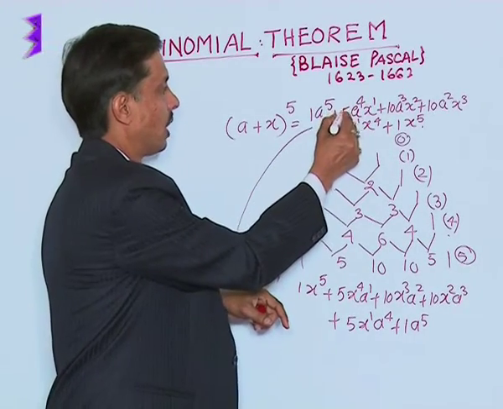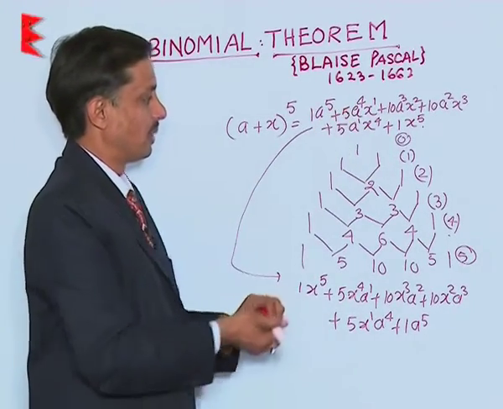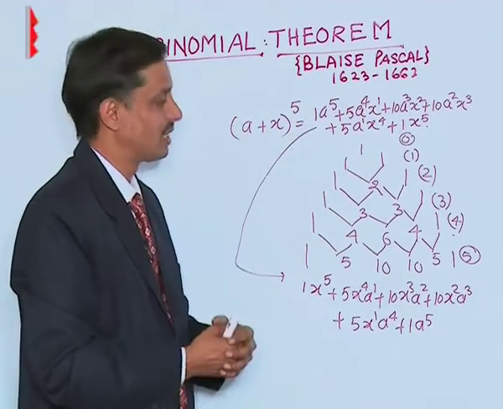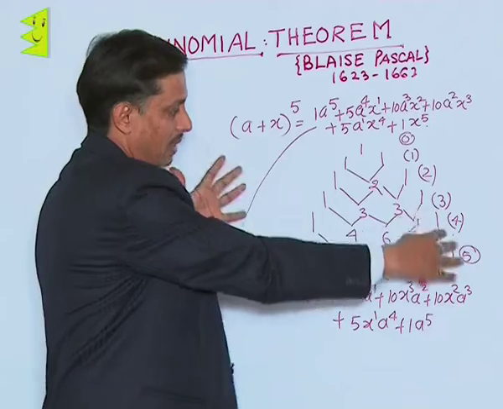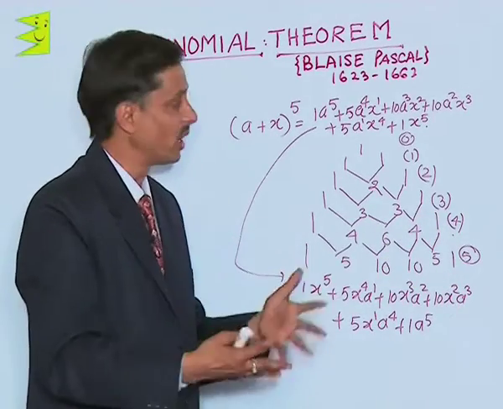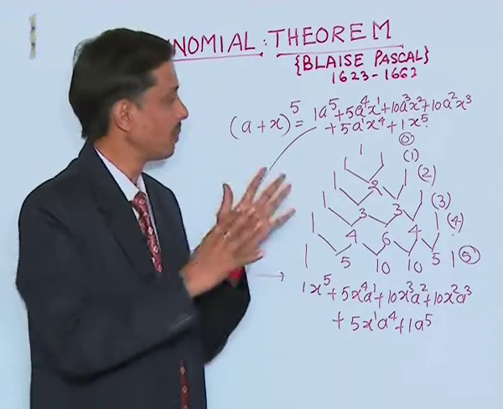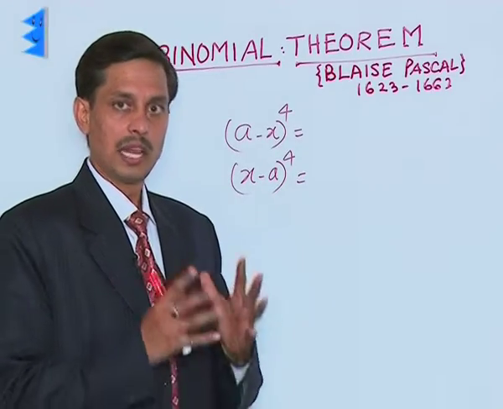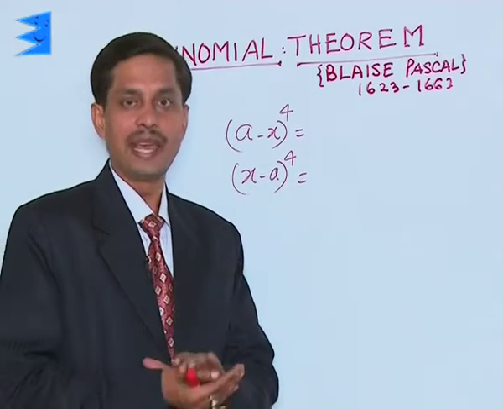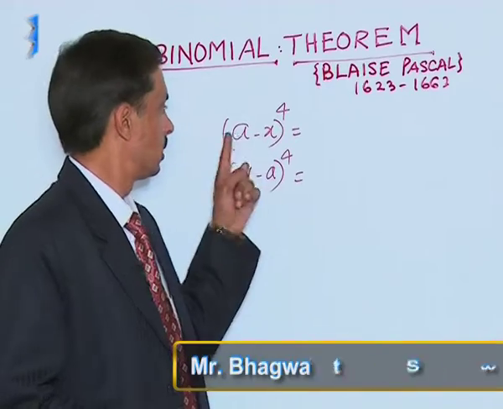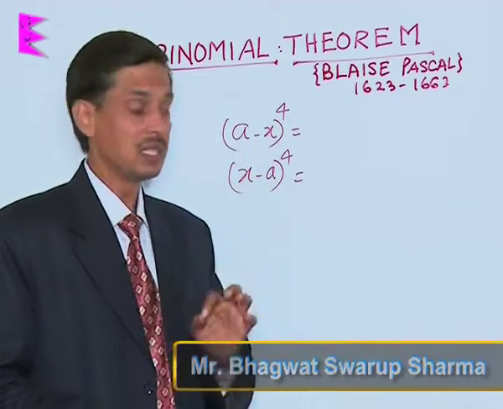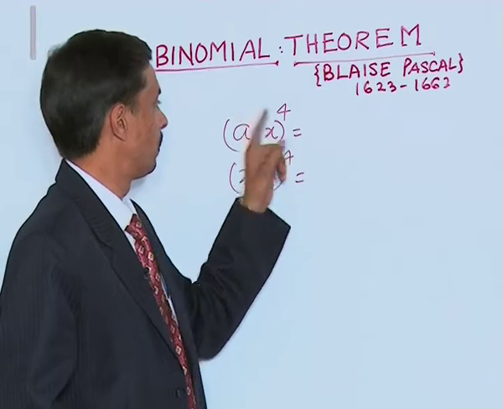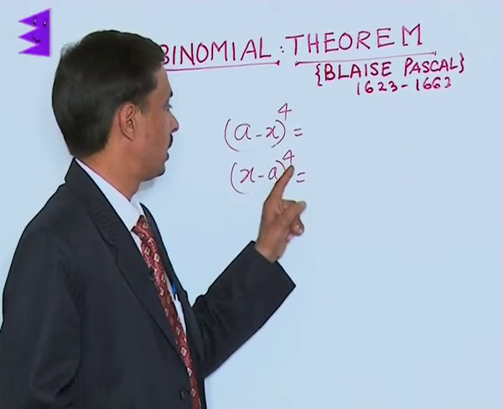So this is nothing but, with the help of this, Pascal discovered the binomial expansion, and with the help of Pascal's triangle we can expand any power with integral index. Now I am taking one of the expansions where the sign of negative is in between two unlike terms, a minus x to the power 4 or x minus a to the power 4.